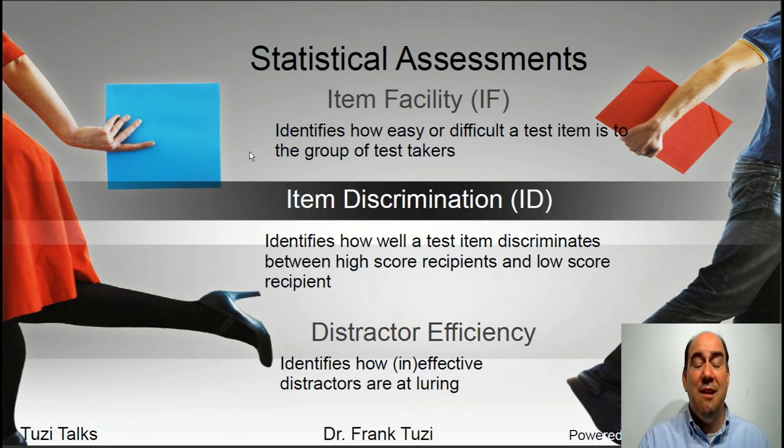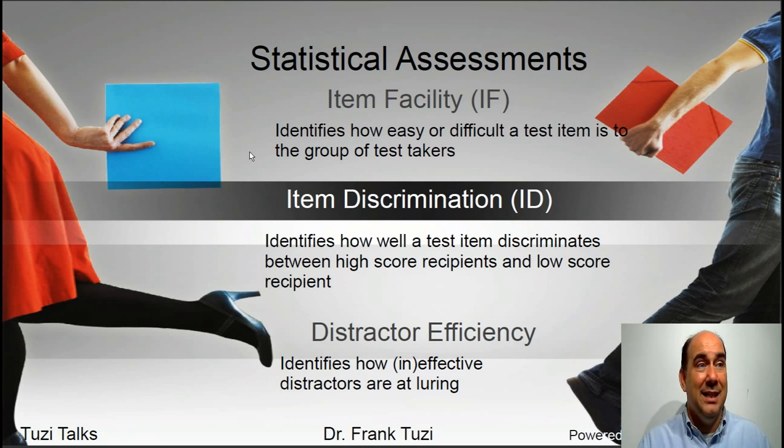What's item facility? It identifies how easy or difficult a test item is to the group of test takers. So let's just say you've got 20 test takers, and all 20 of them get the answer right. Okay? That's going to indicate to you that it was an easy test question. If nobody gets it right, now you're looking at it and saying, maybe there's something wrong with the question, because some of my good students should have gotten it right. Right? I should see some kind of a bell curve when I'm looking at questions like this. So if nobody gets this question right, that's a flag for me. There may be something wrong with that question.